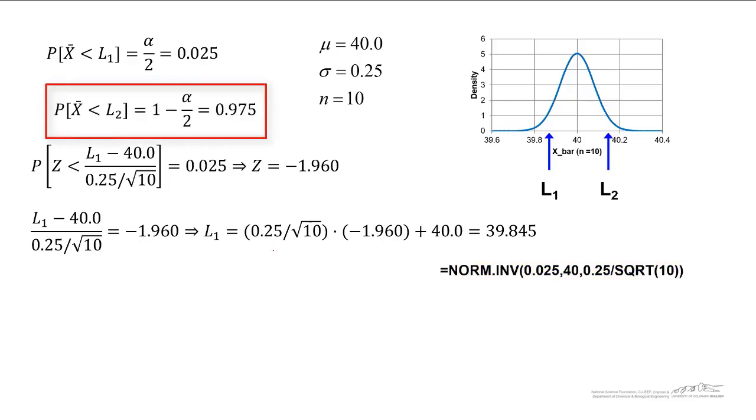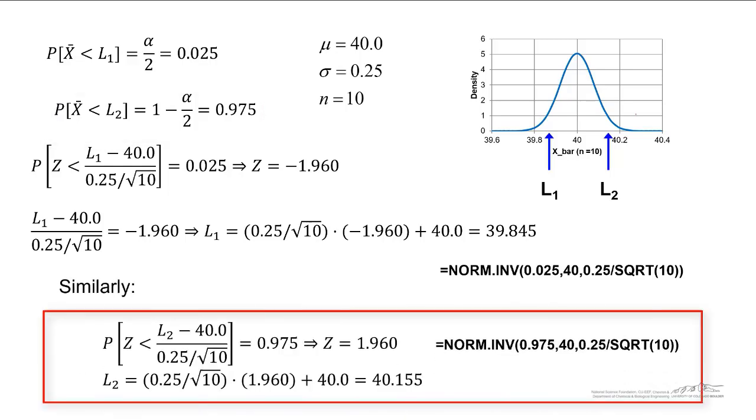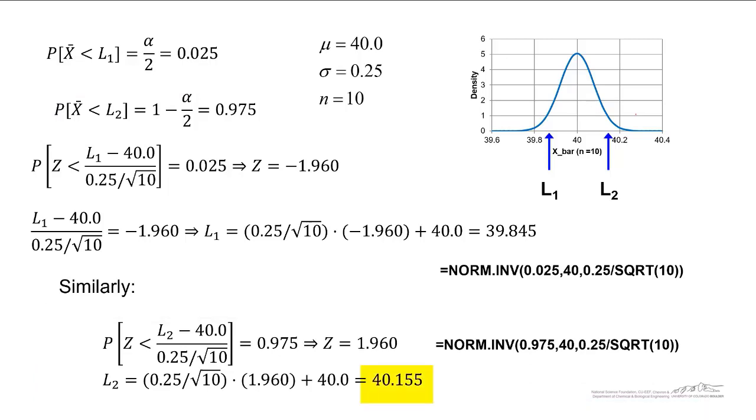We can do the same type of thing for the upper limit, L2. The probability that x bar is less than L2 is 0.975. Remember, the upper tail contains alpha divided by 2. And if we go through the math, we can calculate what L2 has to be. L2 is 40.155. So 39.845 to 40.155 contains 95% of the distribution, and therefore we are 95% confident that the average of 10 items from this population will lie between those two values.